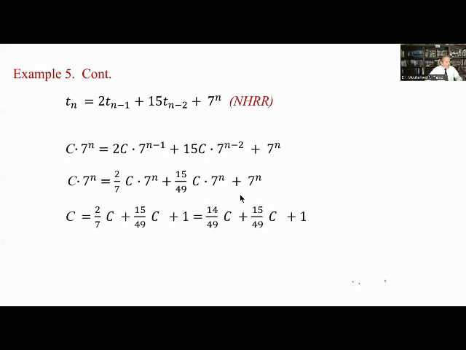So you simplify 7 to the n, 7 to the n, 7 to the n. You do all of this here. It's just calculation, not really much. And you find C to be 49/20. So now we have the particular solution of the non-homogeneous recurrence relation: 49/20 times 7 to the power n.